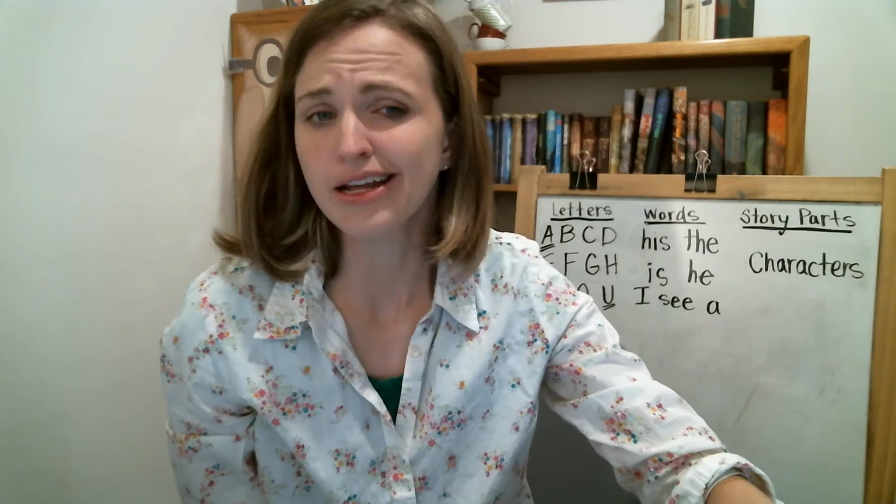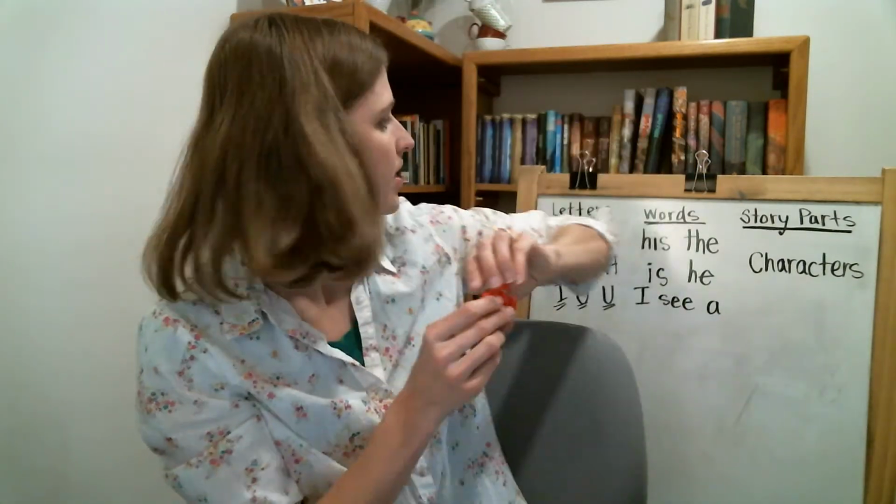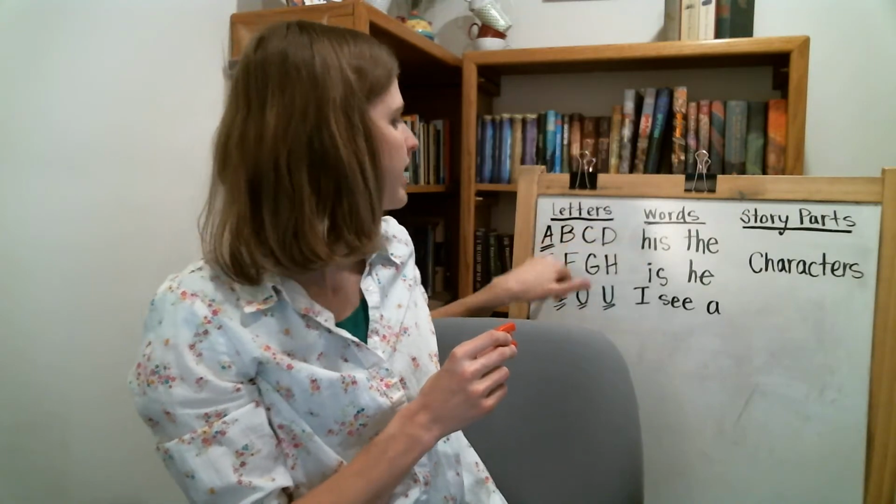Let's do E. Now I know we talked about E because it's a vowel, but let's just keep going along. A, B, C, D, E. Here's E. E says, eh. Your mouth will go out. Eh, eh. Your chin drops, your lips come out. Eh, eh, eh. Elephant. Egg.